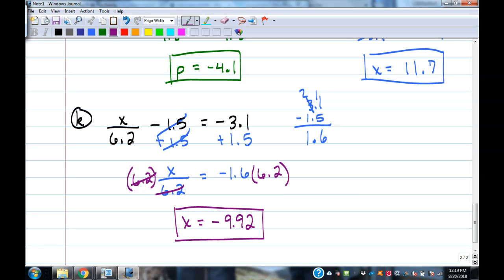So decimals, really, it doesn't really muddy the waters too much. It's just you're dealing with decimal numbers with your operations. But two steps still there. Step one, here's step two. Get an answer. Okay.